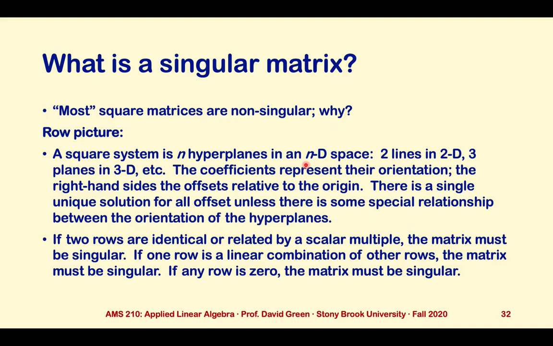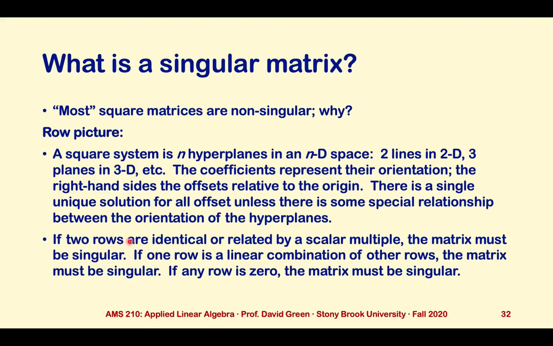The same thing is true in 3 dimensions. Usually 3 planes in 3 dimensions will intersect at a single point. The only time they won't is if 2 of the planes are parallel or there's some other relationship between them. The relationship that actually breaks this is what leads to singular matrices.